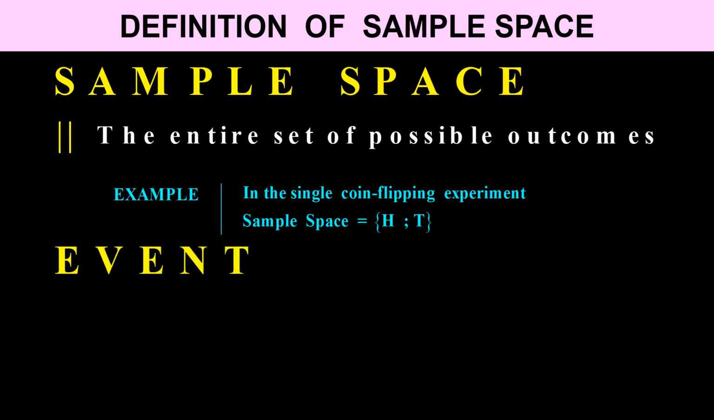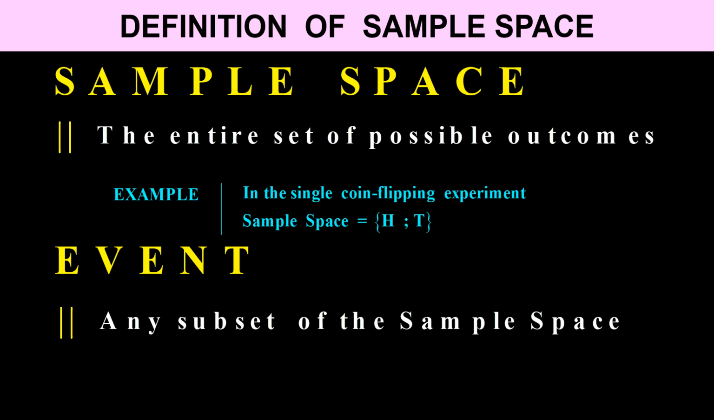What do we mean by an event? Event is any subset of the sample space, right? For example, if we have heads facing up, the event would be head facing up. We could also have the heads not facing up.